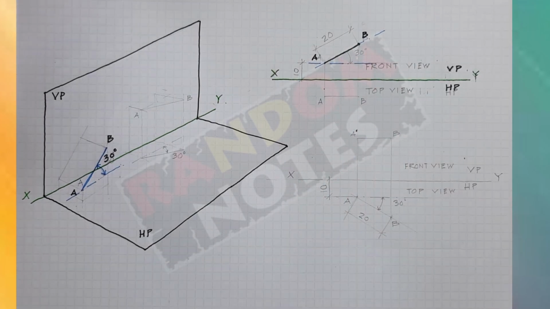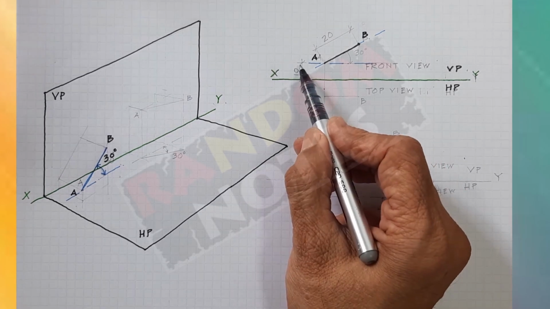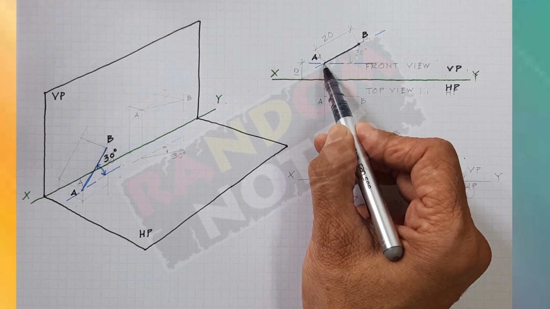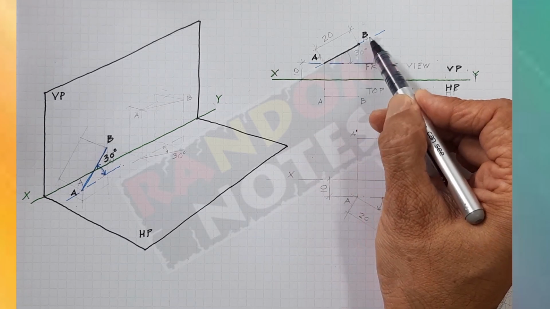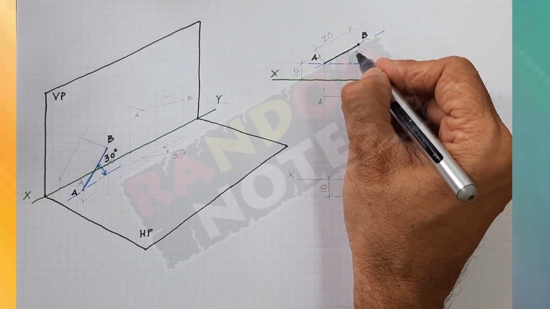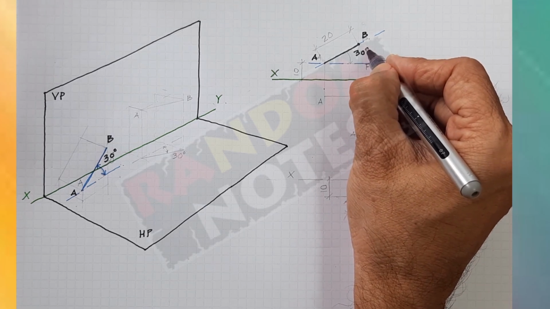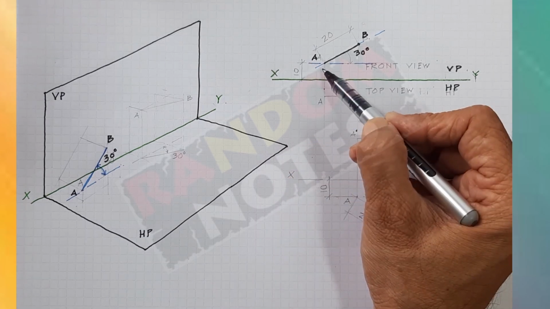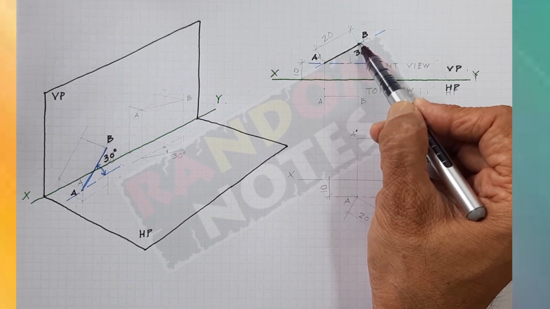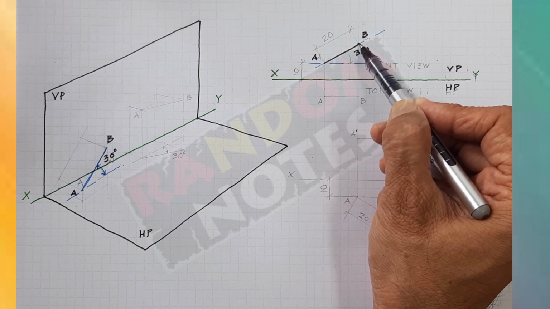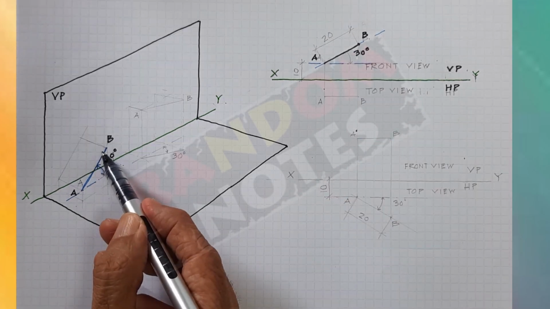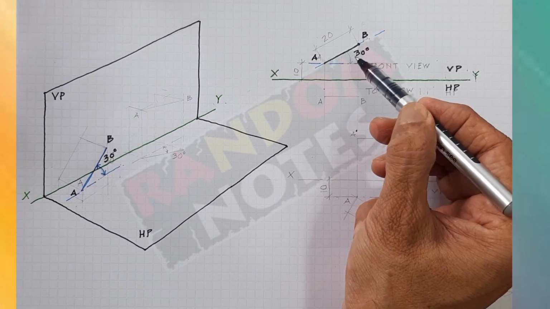B. What was done? I drew one reference line. I took a point randomly on this line. From there, I made another line at a 30 degree angle. This was identified as point A. From here, I took a distance of 20 mm, identified point B and joined the two, and I got the front view of the line AB in my vertical plane.